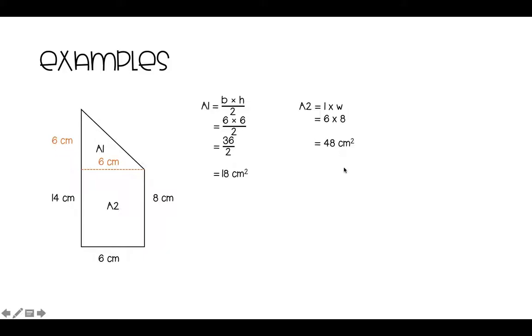Now we're not finished yet because we need to work out the total area. So the total area equals A1 plus A2. Now A1 was 18 and A2 was 48, so we add them together and we get 66. Now, don't forget that that's centimeters squared because we're talking about area.